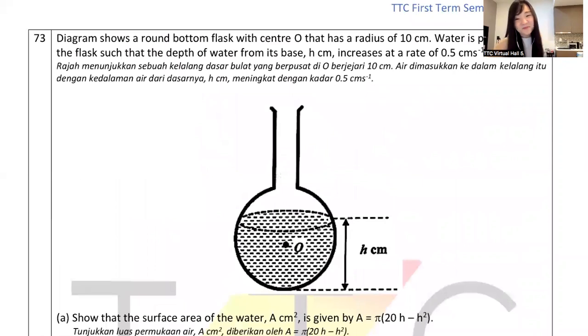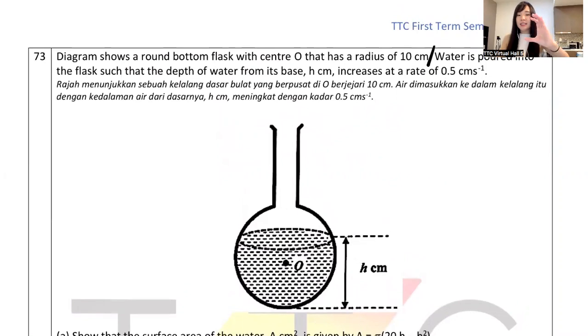Are you ready? Okay. 73, they say diagram. Diagram shows a round bottom flask with center O, has a radius of 10 cm. So guys, they try to tell me this particular shape, okay? So this particular shape radius is 10 cm. Can anyone tell me, is the 10 cm here? Is it the red color part here?